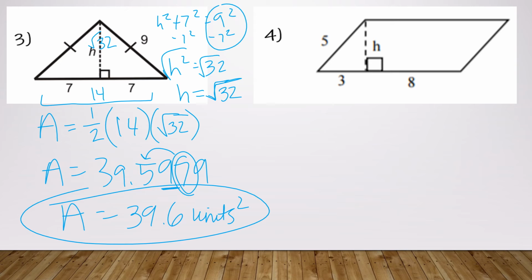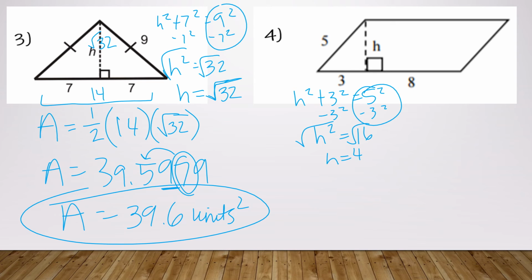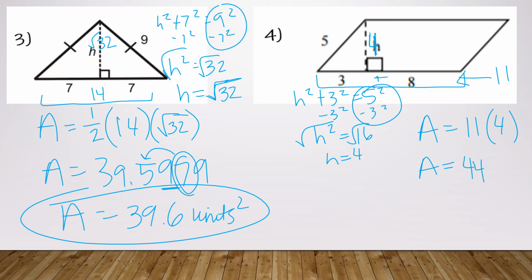Then for number 4, same thing. We need to find h. So h squared plus 3 squared equals 5 squared. Subtract the 3 squared from both sides, and again, put this whole thing in your calculator, and you get 16. If I take the square root of both sides, I get h equals 4. Then I need to look at my base here. So my base is 3 and 8. So my base is actually 11. So the area of the parallelogram would be base 11 times height, which is 4, which gives you 44 units squared as your answer.